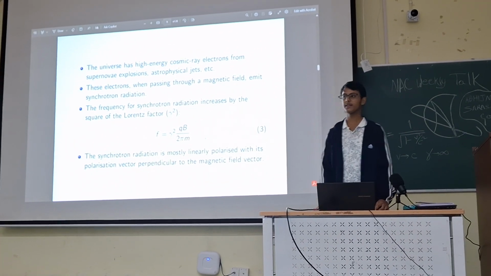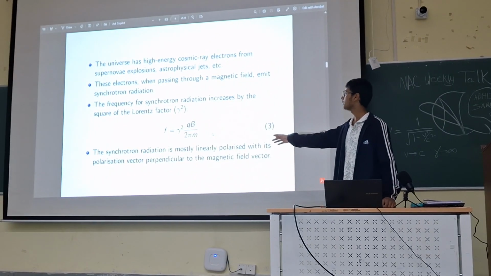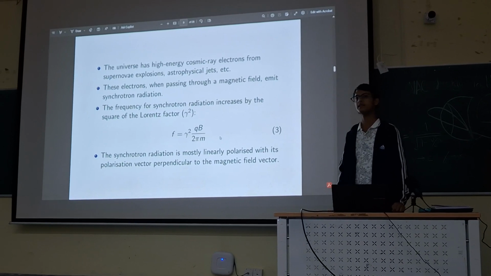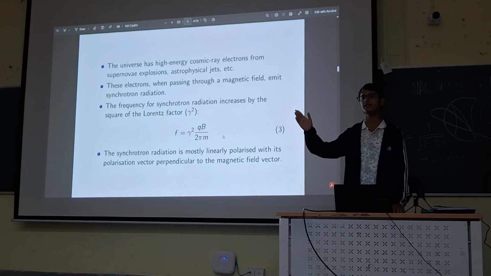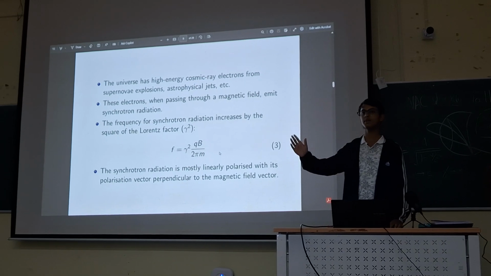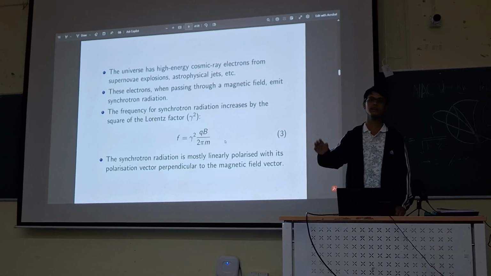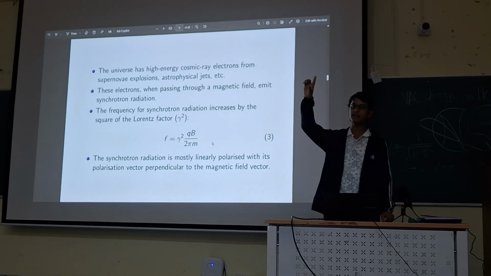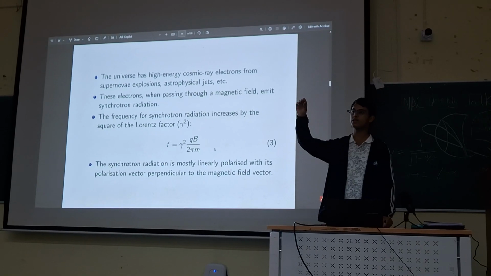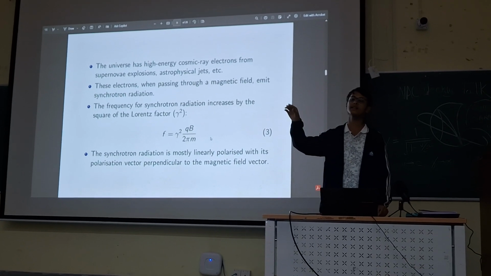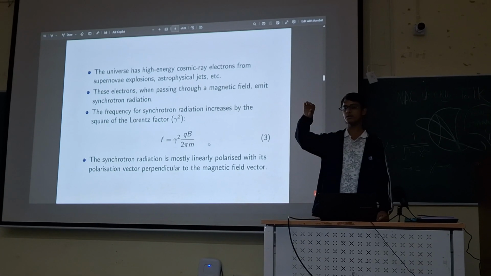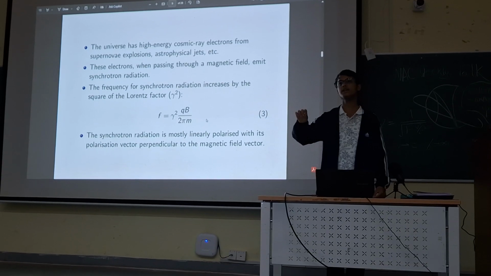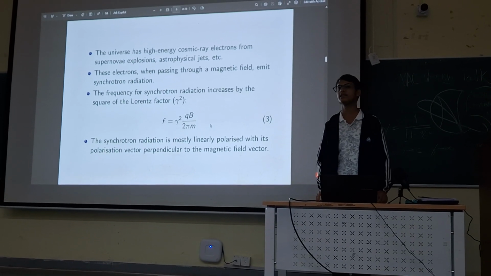Okay. So another thing is that this synchrotron radiation is mostly linearly polarized, and the good thing is that the polarization vector of this synchrotron radiation is perpendicular to the orientation of the magnetic field. So let's say we have a galaxy, and we can know the orientation of polarization in different parts of the galaxy. We can just rotate the polarization vectors by 90 degrees, and we can get the orientation of the magnetic field in the different parts of the galaxy.